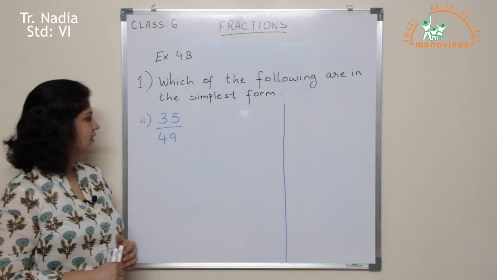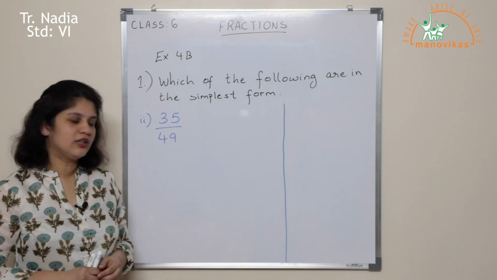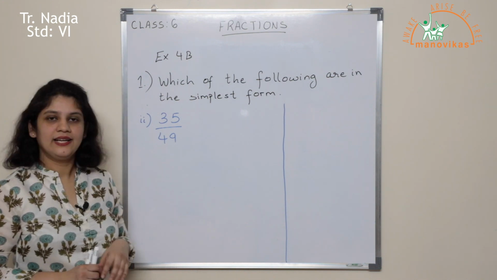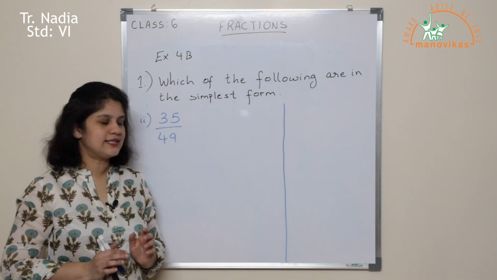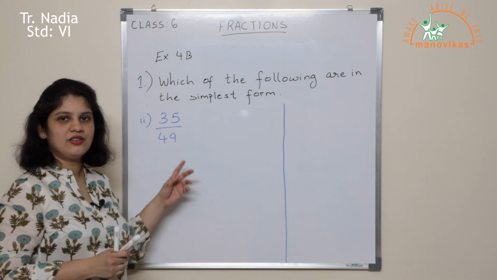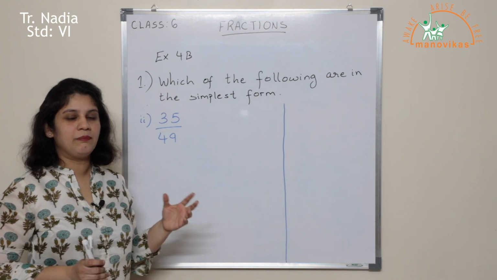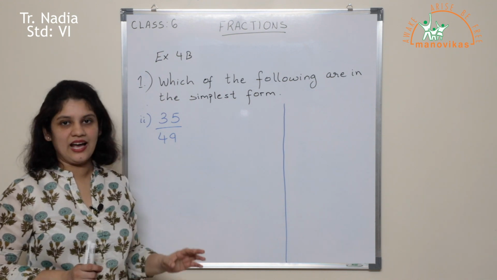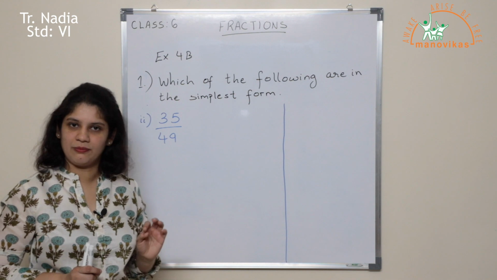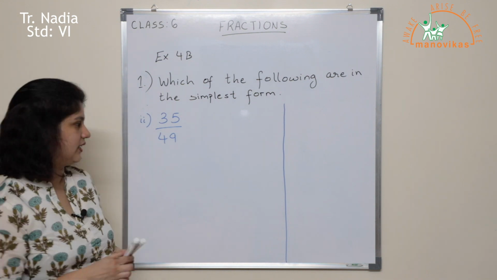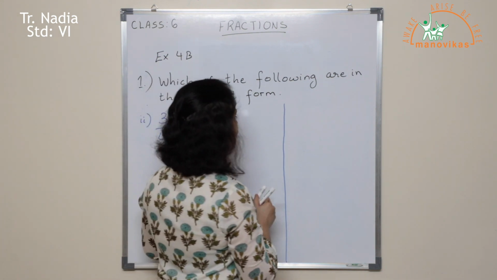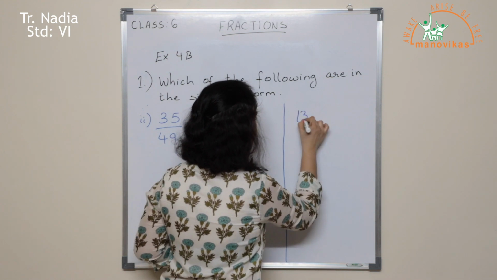Okay, now let us take another example, the second sum from your book, 35 upon 49. Let us verify whether this is in the simplest form. I know children, these numbers will look very simple for you all, but please don't reduce them directly. I want you all to use the factorization method and get well versed with it. So let us factorize the numerator and the denominator in the rough column.